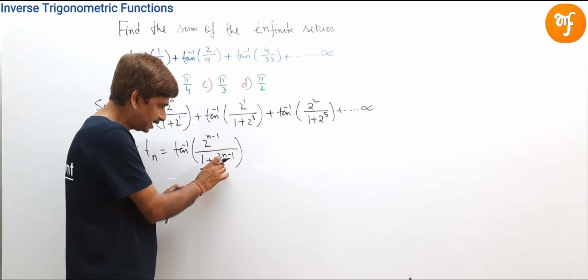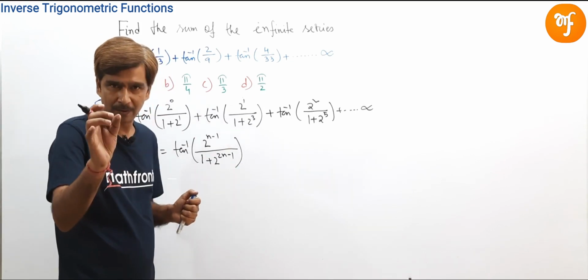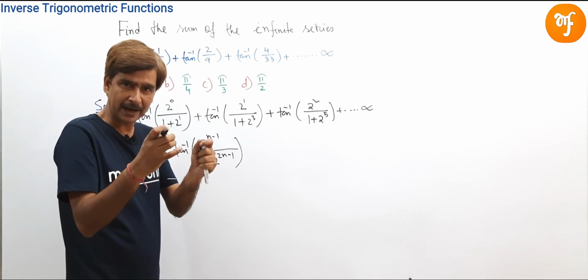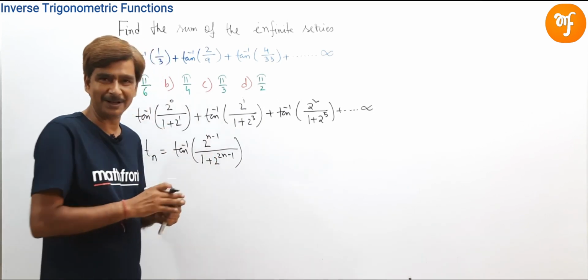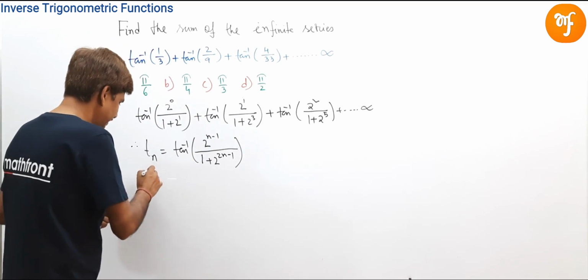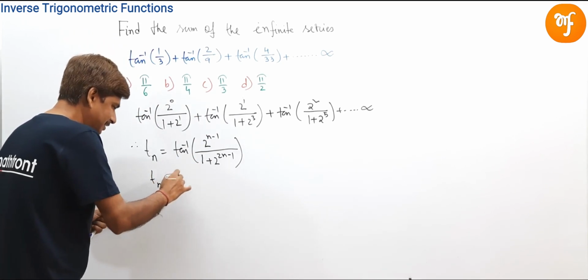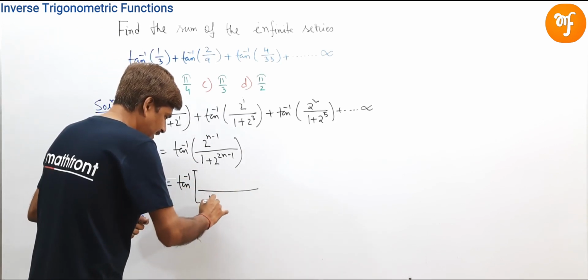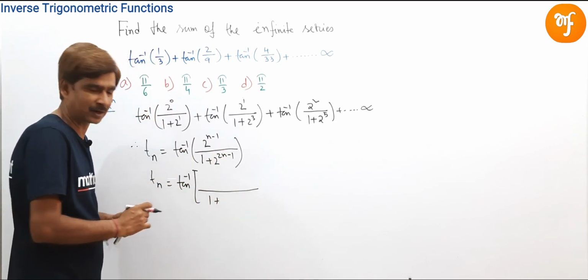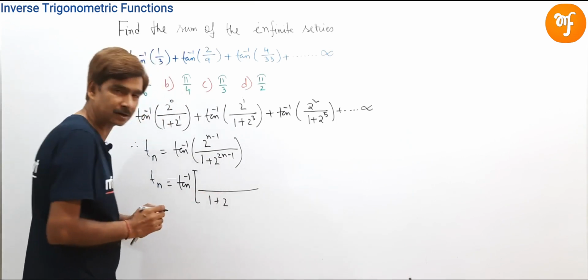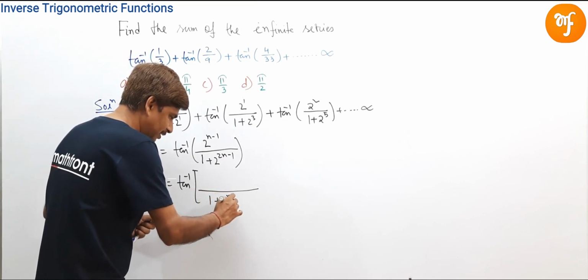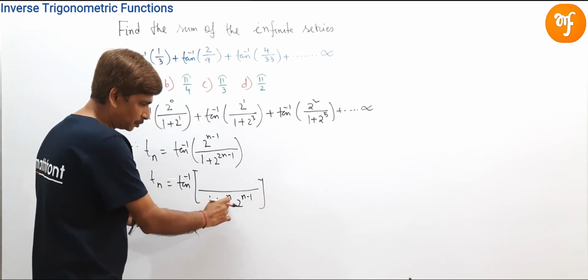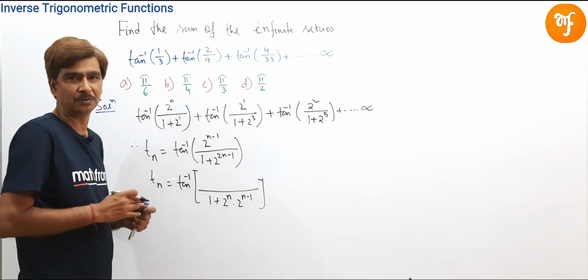So we have to split this 2 to the power 2n minus 1 into two factors, and the difference of those two factors will be 2 to the power n minus 1. Look how it can be done. So we can write Tn as tan inverse of 1 plus this 2 to the power 2n minus 1 can be written as product of two numbers, that is 2 to the power n into 2 to the power n minus 1. Is it? And the difference of 2 to the power n and 2 to the power n minus 1 is nothing but 2 to the power n minus 1.